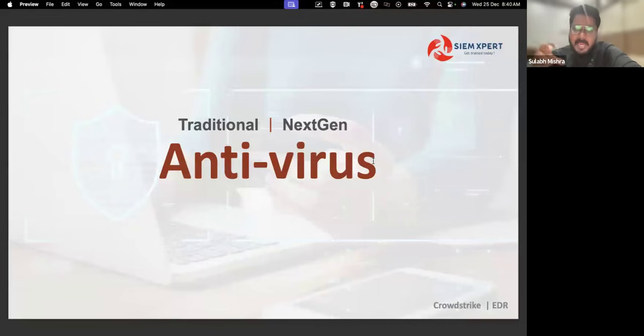Clear? Next-gen antiviruses have the capability to detect based on behavior, as well as web protection, and also the normal antivirus feature, which is based on signatures. If it is only signature based, then we call it traditional antivirus. If it includes all three, then we call it next-gen antivirus. Now, that's about traditional and next-gen antivirus.